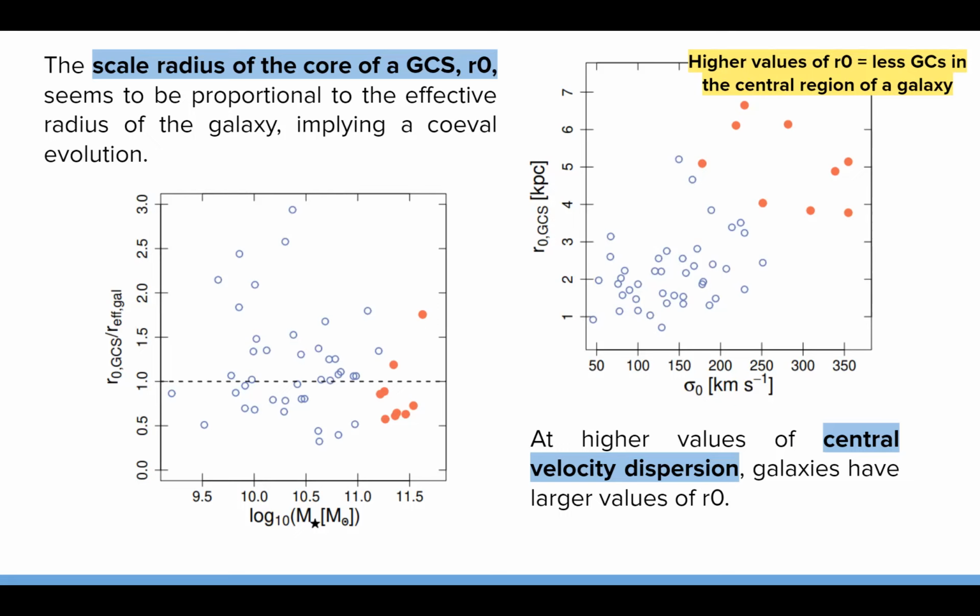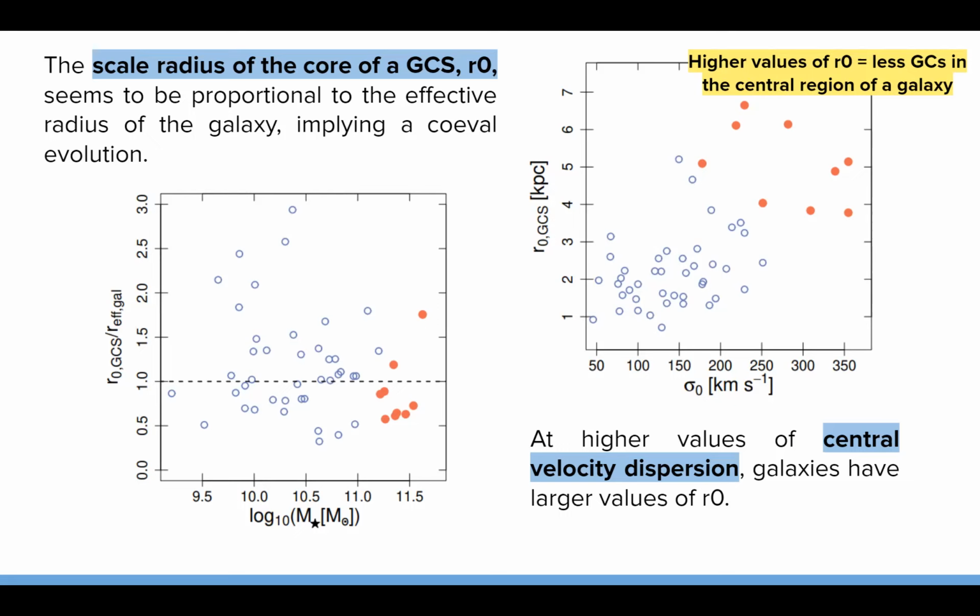And we find that if we look at the scale radius of the core against the central velocity dispersion, at lower values of central velocity dispersion, there doesn't seem to be much of a trend, but it does seem to go higher as we go to higher values of central velocity dispersion. So the idea here is that if we have higher values of this parameter R0, that means that there are fewer globular clusters in the central region of the galaxy. So if we have higher velocity dispersion in the center, we have fewer globular clusters.